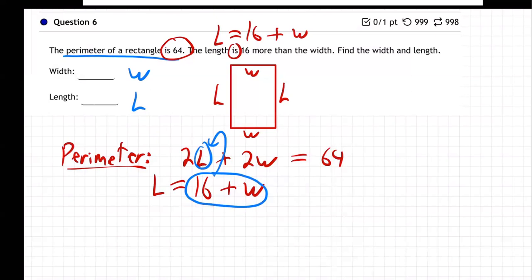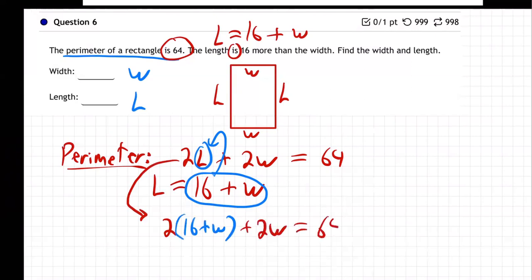So then what does that mean? I'll bring this equation down then. That means 2 times L, and what's L? 16 plus W, plus 2W is 64. Make sense? See what happened there? So I take one equation and plug it into the other. L equals 16 plus W, plug in for L, 16 plus W. Okay, now we have this equation, and now solve for W.